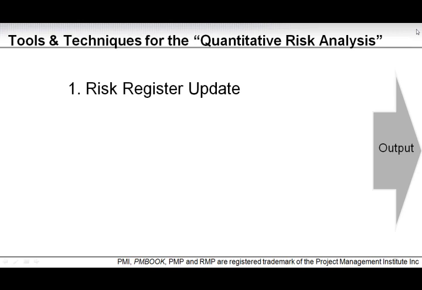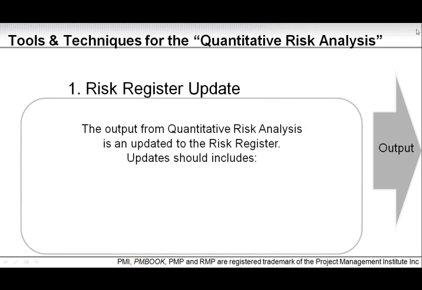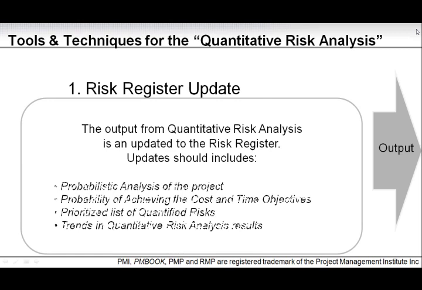Okay, so bringing us to the output. So the output is really the risk register update. So the updates should include probabilistic analysis of the project, the probability of achieving the cost and time objectives of your overall project, a prioritized list of quantified risks, as well as trend in quantitative risk analysis results.